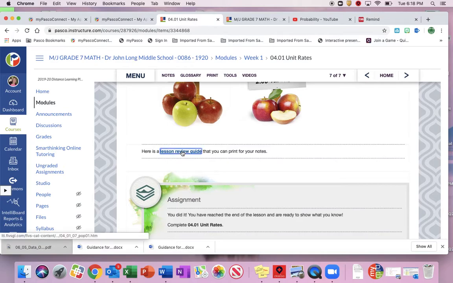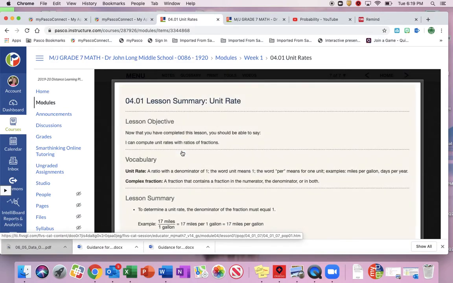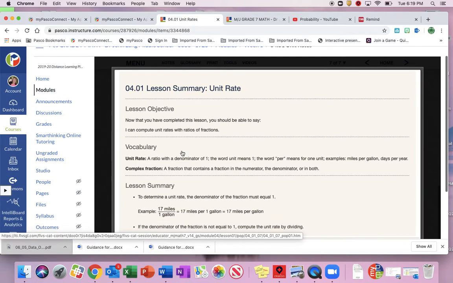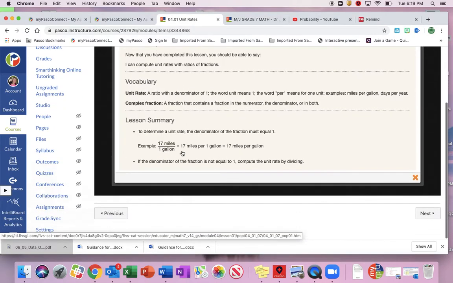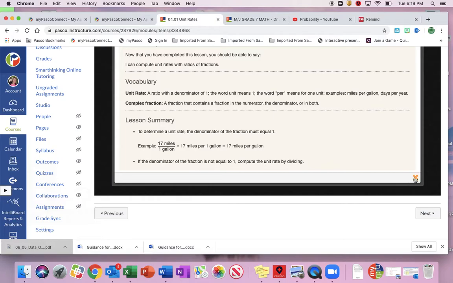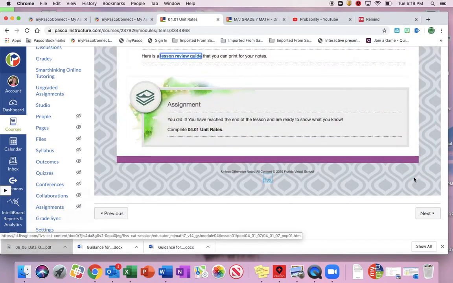I like that you can click on the lesson guide, which we just looked at, and print it if you wish. I'm going to go ahead and click out of it. You can download it, you don't have to print it, or you can simply take your own notes. And it says you did it. You've reached the end of the lesson, and now you are ready to show what you know.